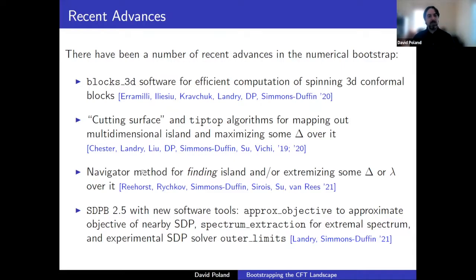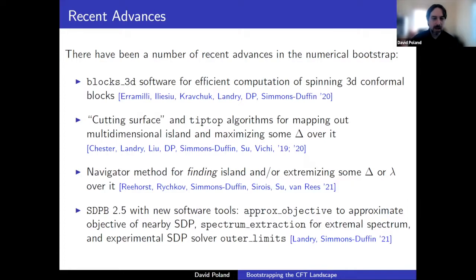There's also this beautiful navigator method that you heard about on Wednesday, which is aimed at both finding these islands in the allowed space of scaling dimensions, and it can also be used to extremize scaling dimensions or OPE coefficients over the island. So it's a very, very useful method.